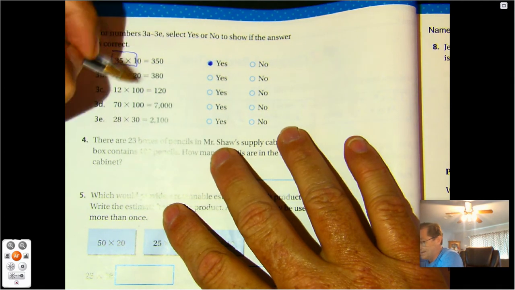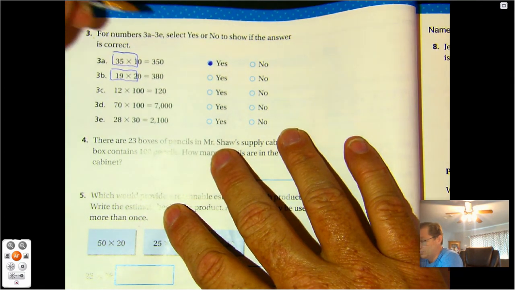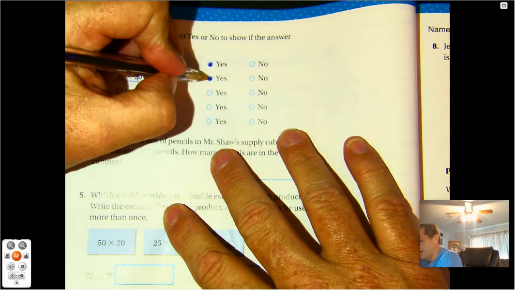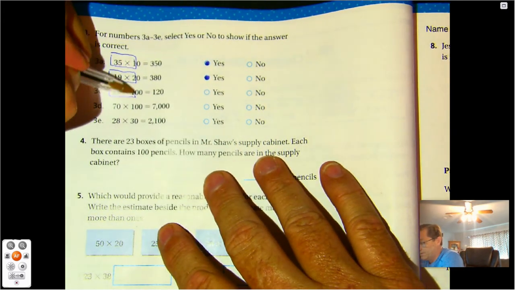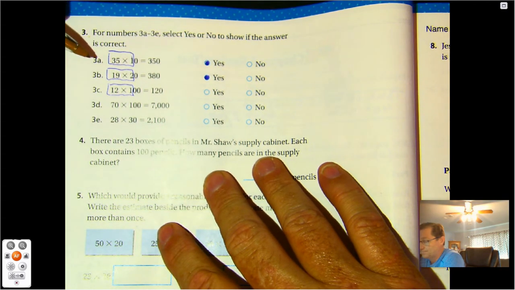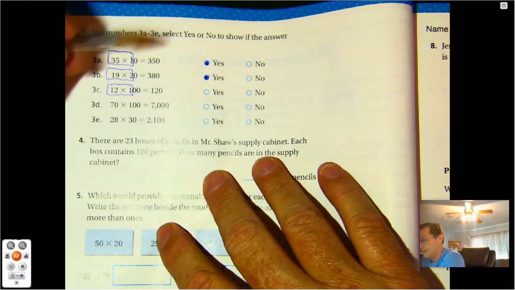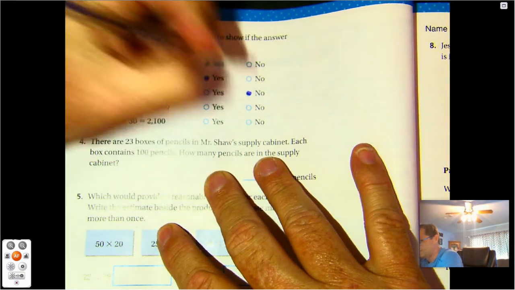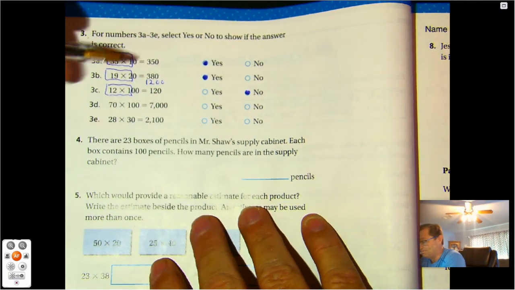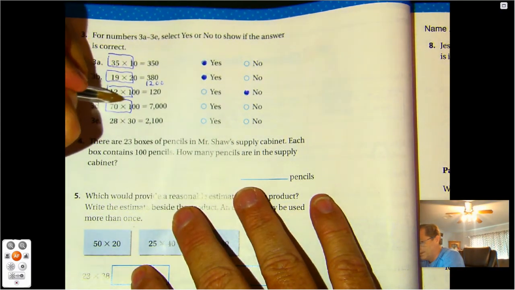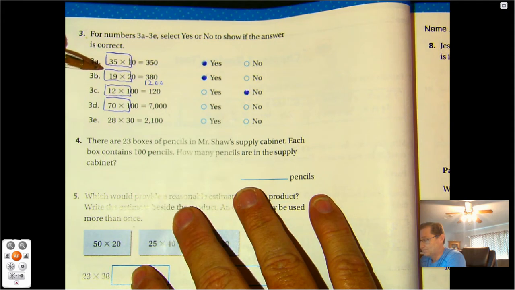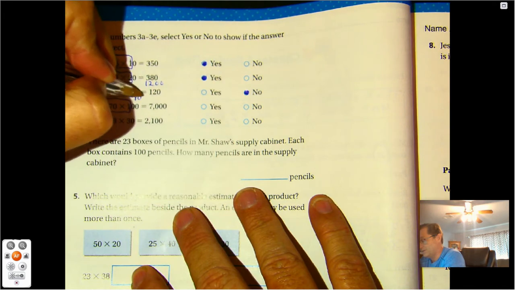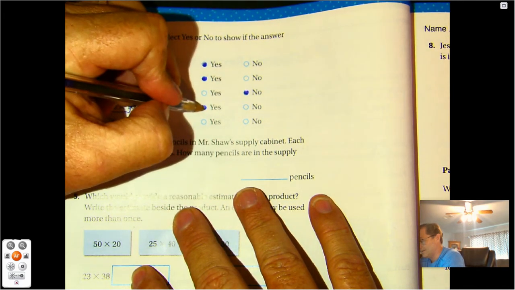B. 19 times 2 is 38 tens. 38 tens is the same as 380. C. 12 times 1 is 12, and then 2 zeros. So no, those are not the same. D. 70 times 1 is 70, plus the 2 zeros. Okay, 70 plus the 2 zeros is 7,000, so yes.